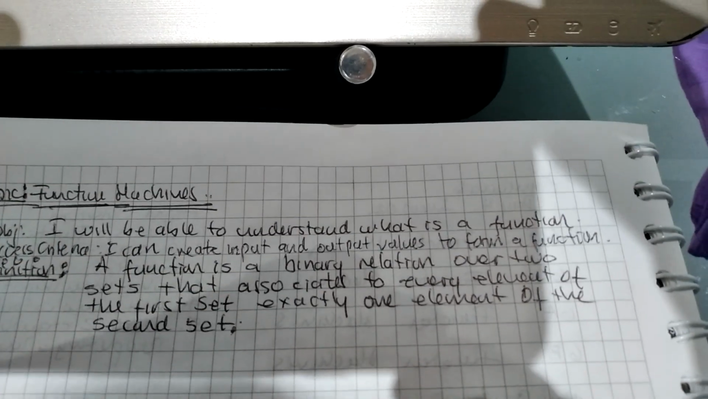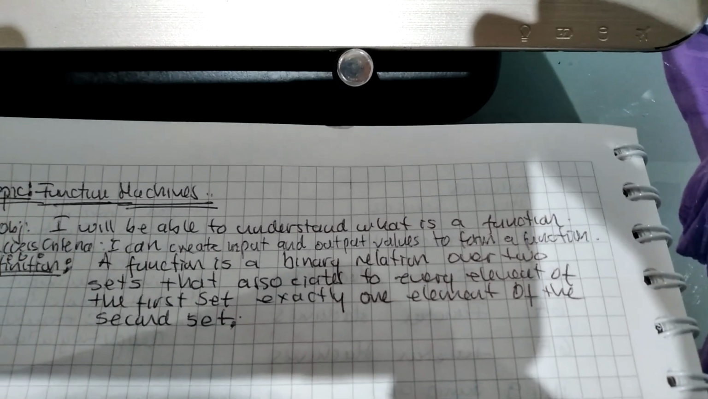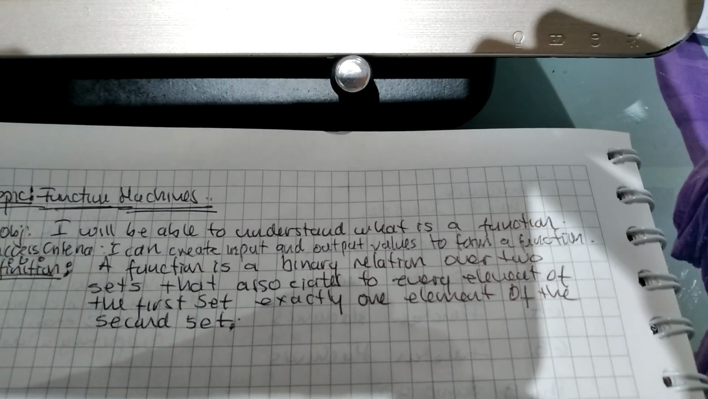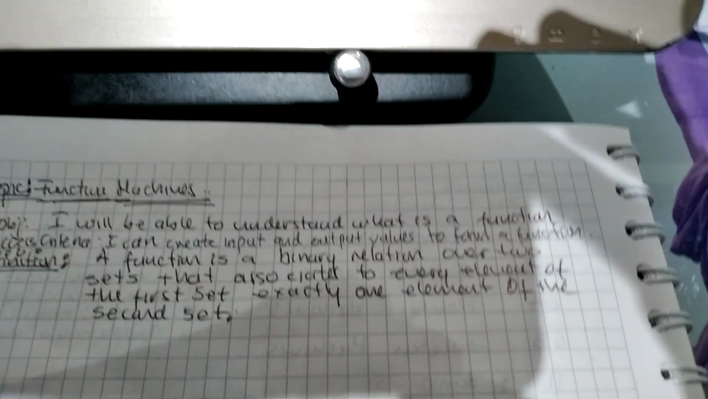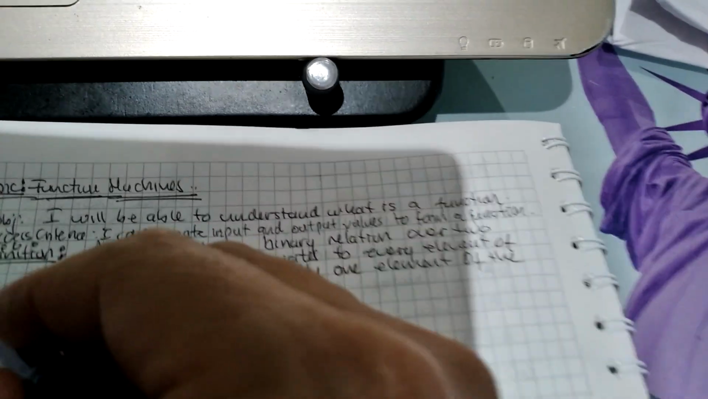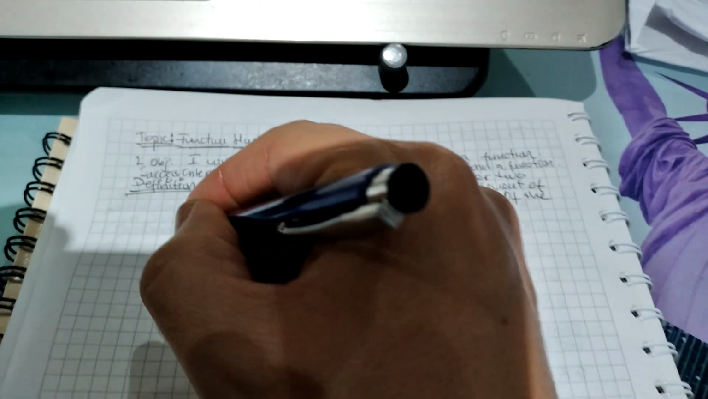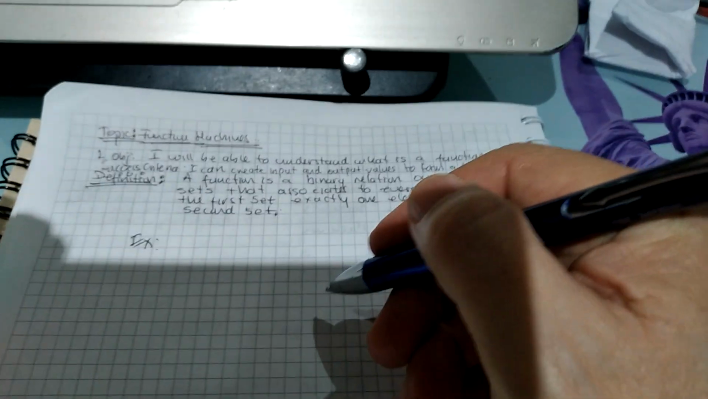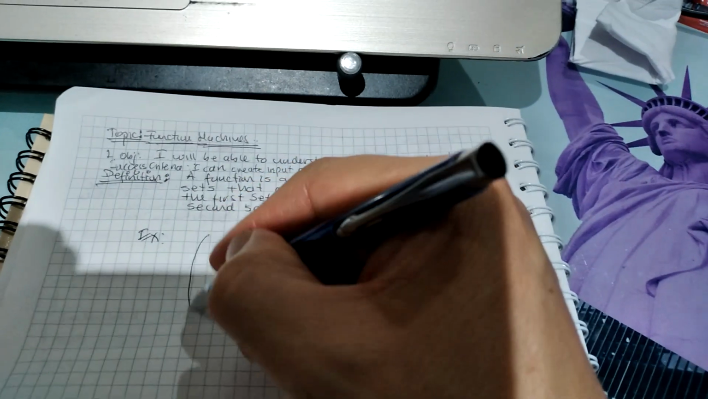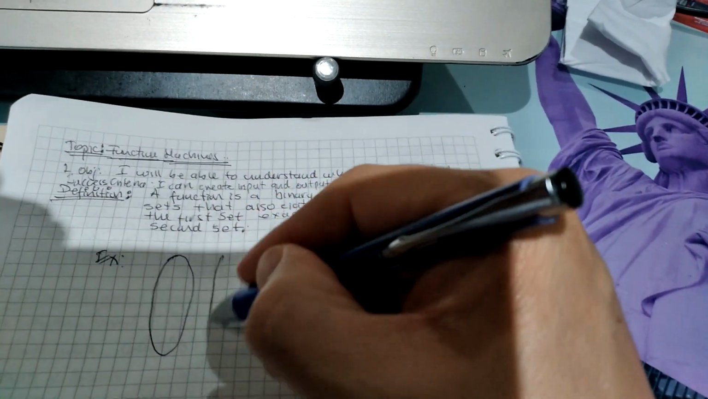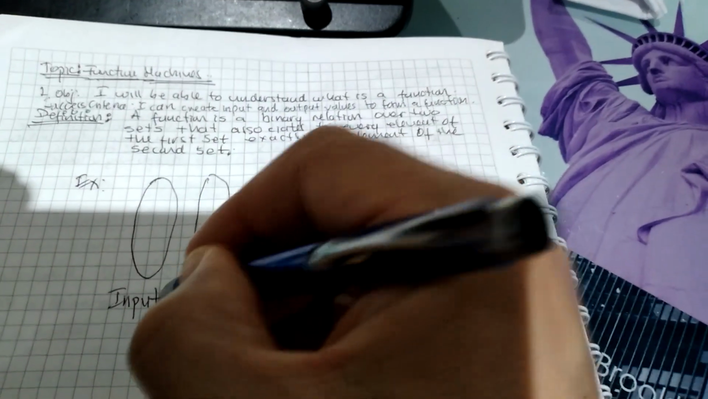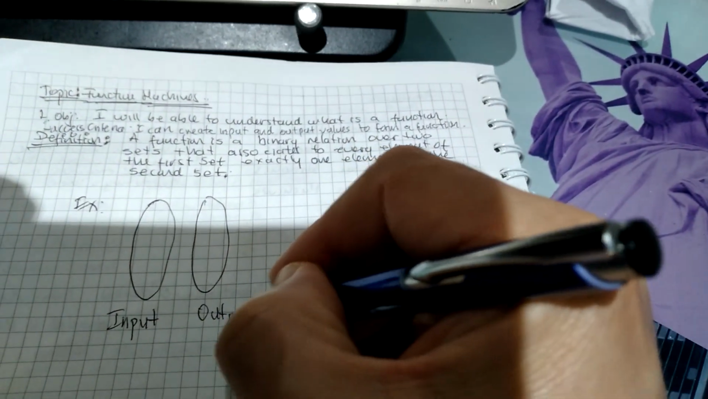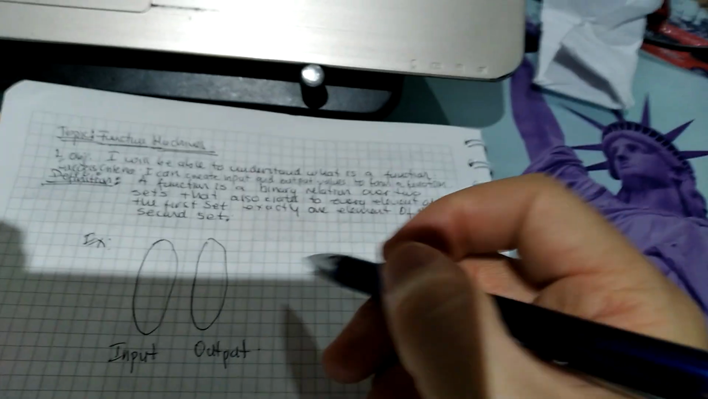A function is a binary relation over two sets that associates to every element of the first set exactly one element of the second set. So we have an example here. We use this notation to understand what input and output values are, okay?